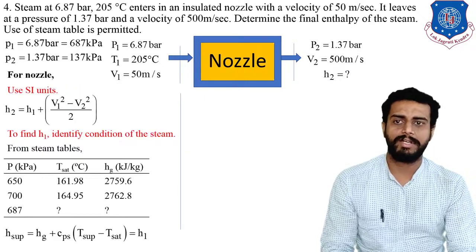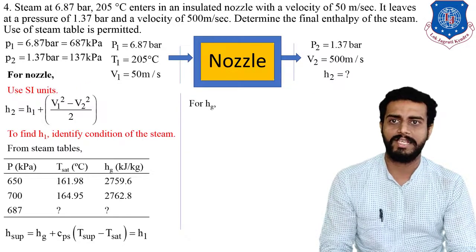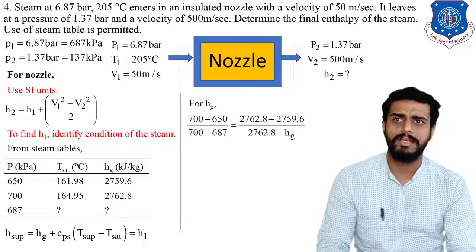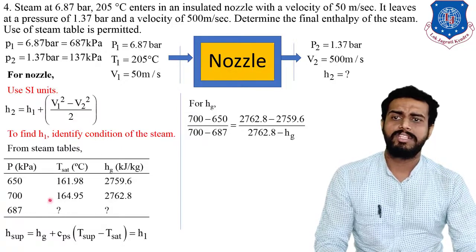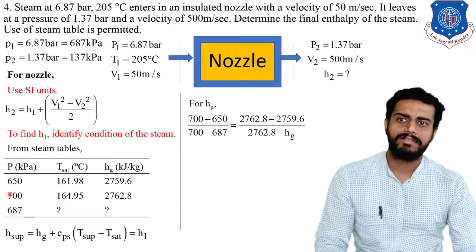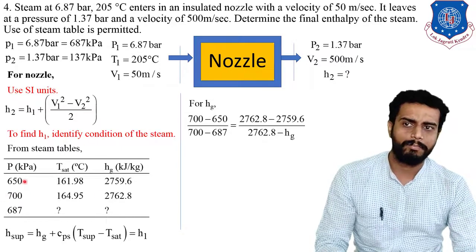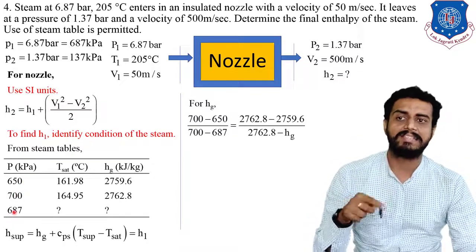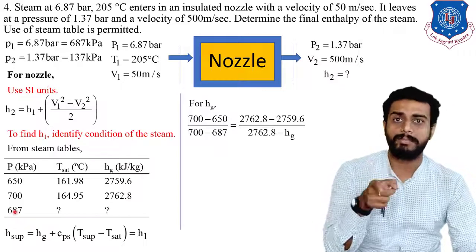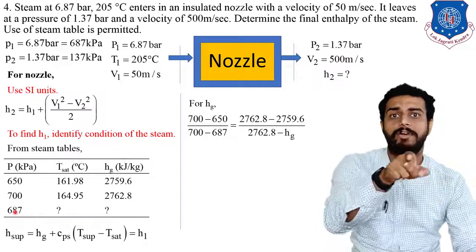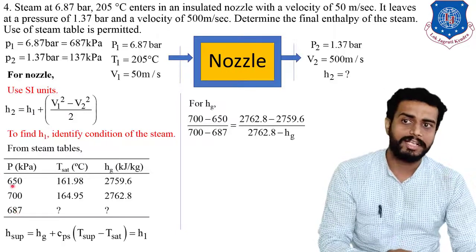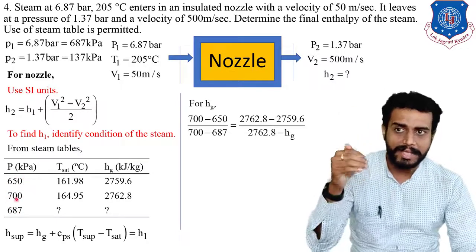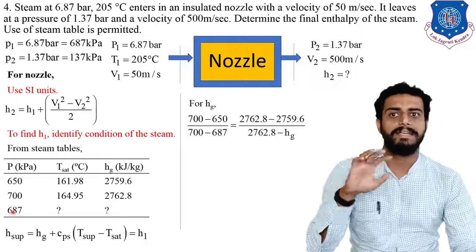First of all, let us try to find out Hg. Hg is not given, so in order to find Hg we will use interpolation. Very simple interpolation. Observe this. I will use this table. In this table, 700 minus 650, both pressures are known to me, divided by 700 minus 687. 687 is the pressure corresponding to which I want to find the value of Hg. So that is why 700 minus 650 in the numerator, divided by 700 minus 687.